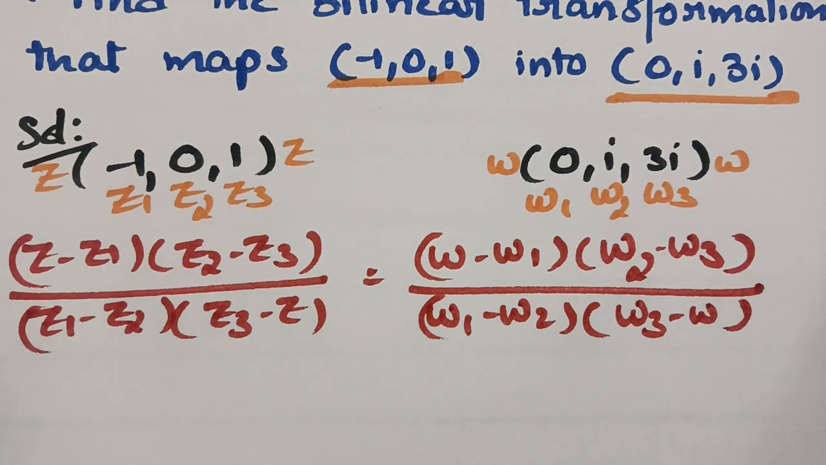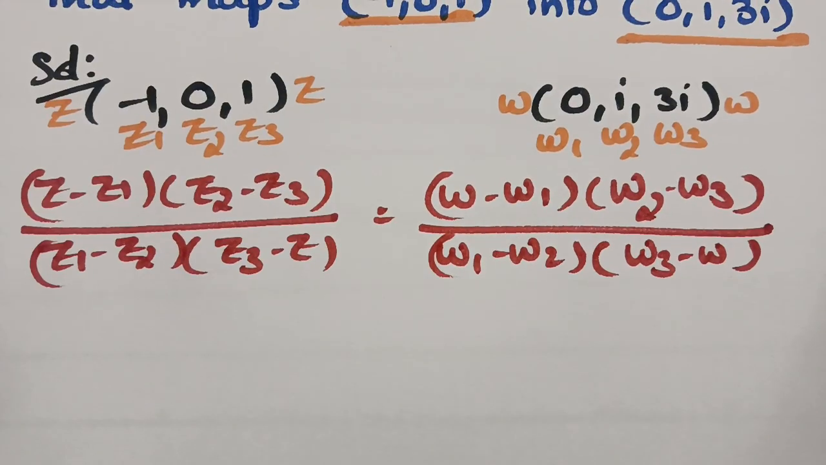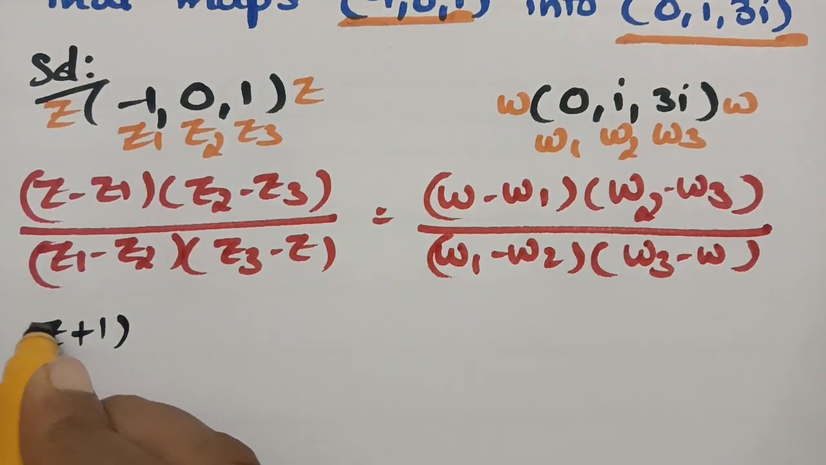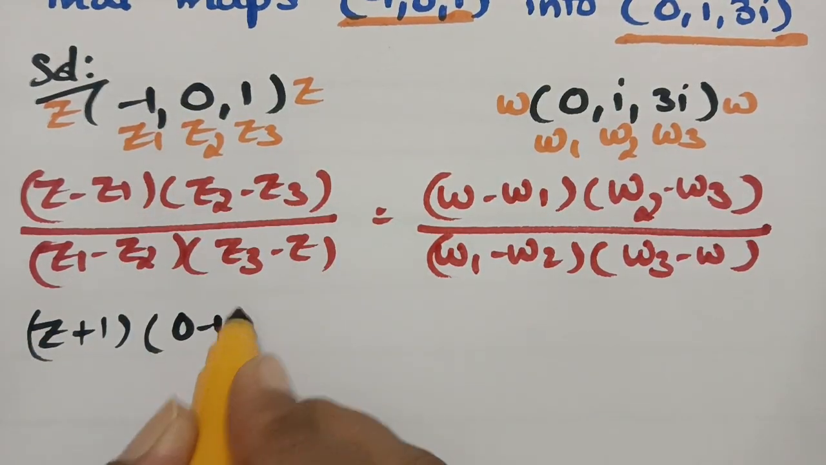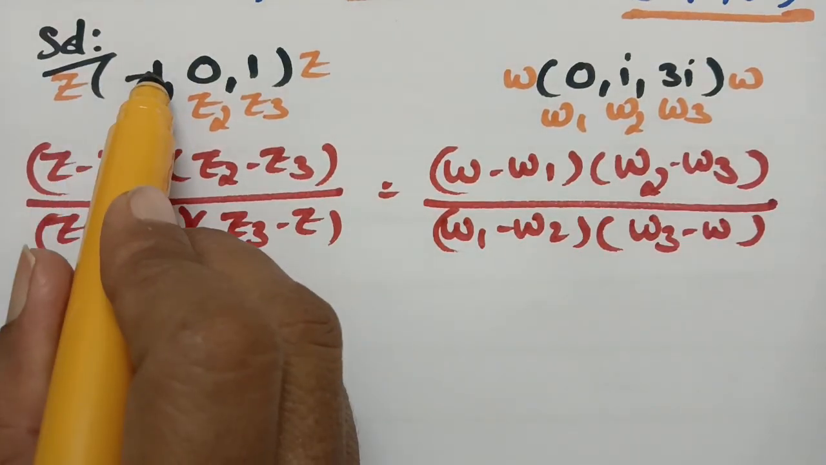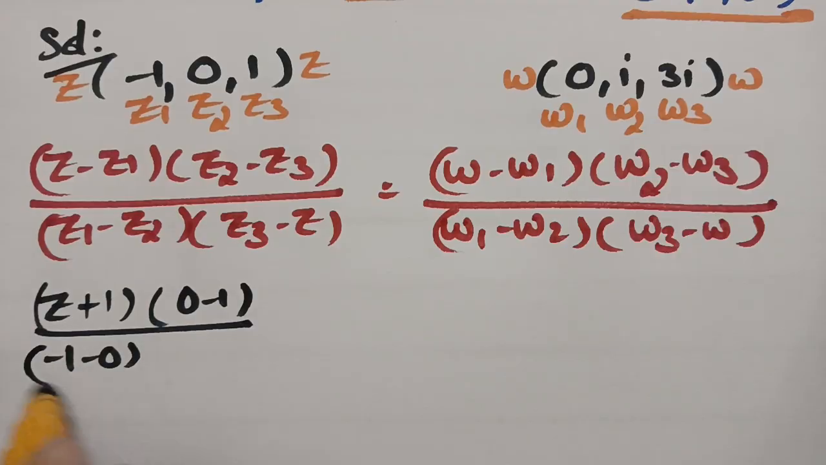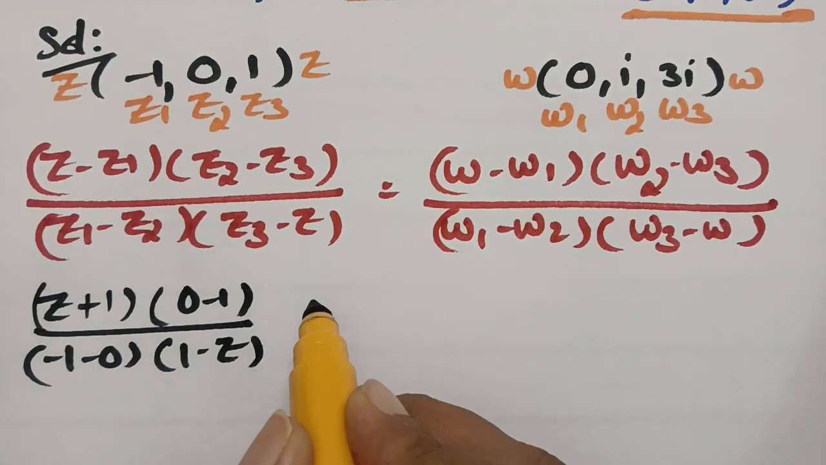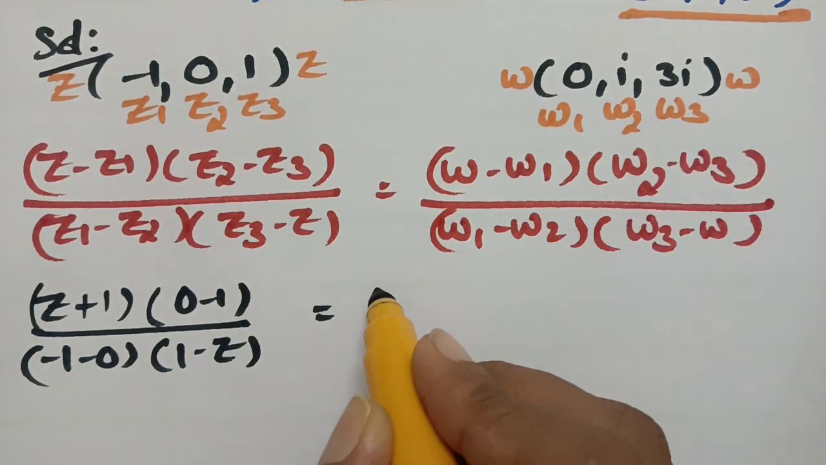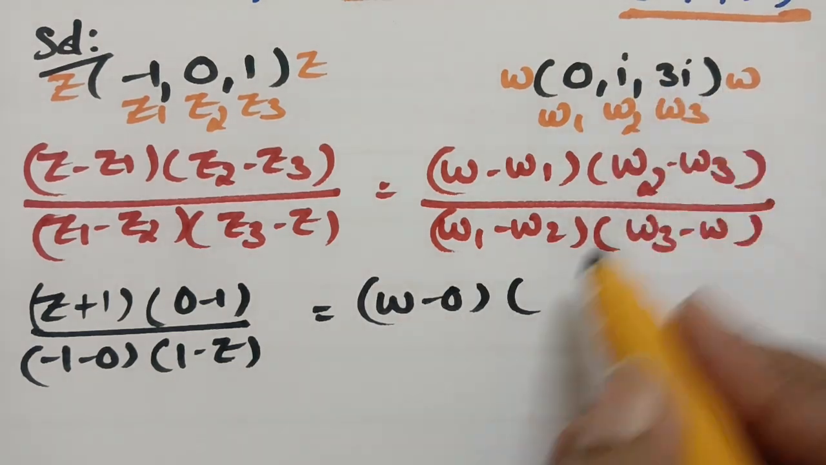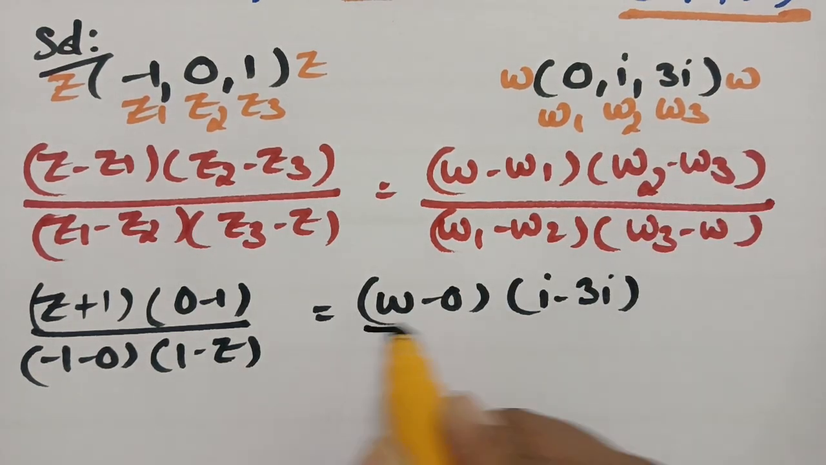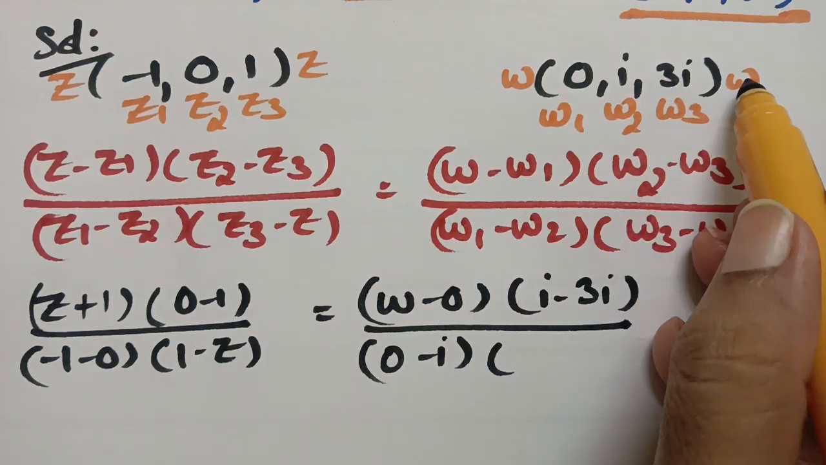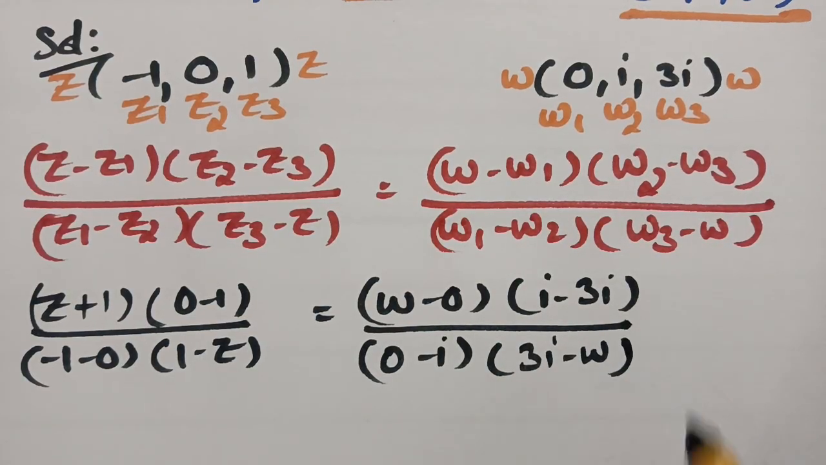Now I am going to substitute all the points here. First thing is z minus z1, that is z minus (-1), so this will be z plus 1. The next one is 0 minus 1. Divided by, now -1 minus 0, and next z3 minus z, that is 1 minus z. Which is equal to w minus 0, and the next one is i minus 3i, divided by, this time 0 minus i, and next 3i minus w. Clear?